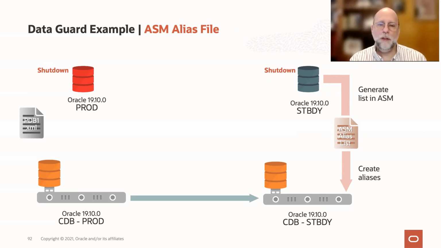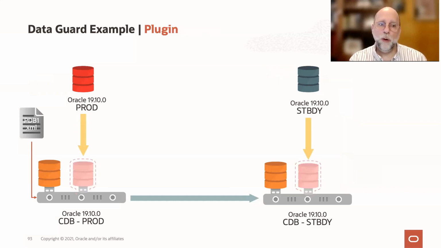Now, why do you need to do that? Remember when I talked about Oracle managed files before, and how the file name isn't really the file name. It's what you see as a file name, but then there's an alphanumeric identifier on the end of it. In this case, with a primary and standby, those alphanumeric identifiers are going to be different on the primary and standby ASM instances. So that ASM alias list is going to be needed when we do the create pluggable database command.